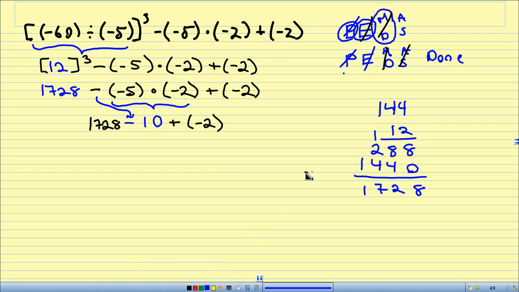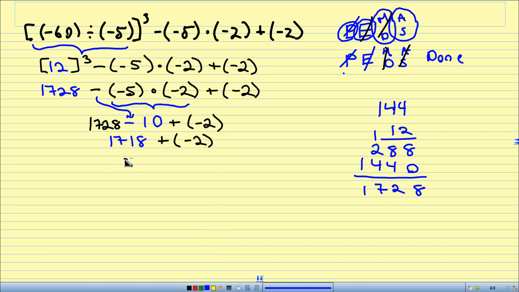And the last thing I'm going to do here is addition and subtraction. First one I see from left to right. So I got 1728 minus, oh, first one I saw, minus. So 1728 minus 10 is 1718. And now I do plus a negative 2.